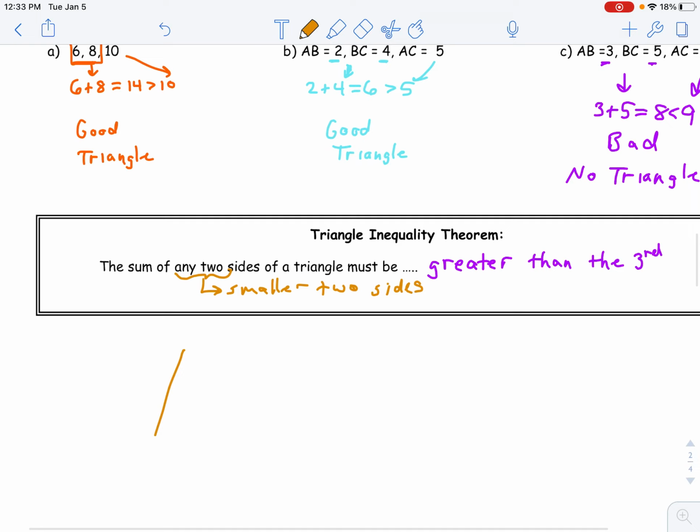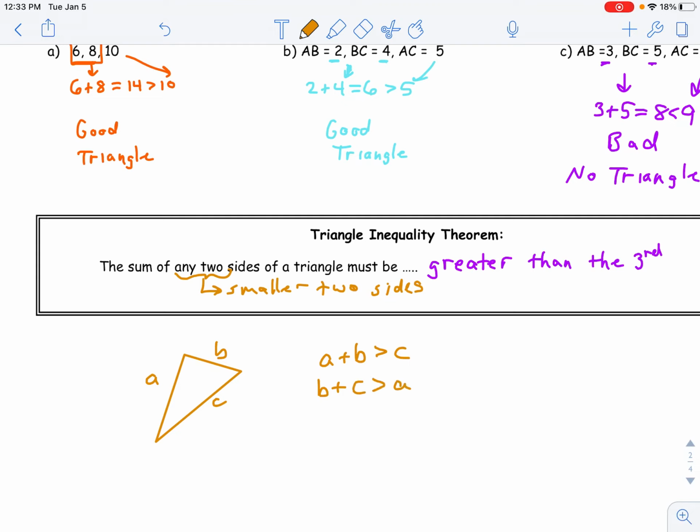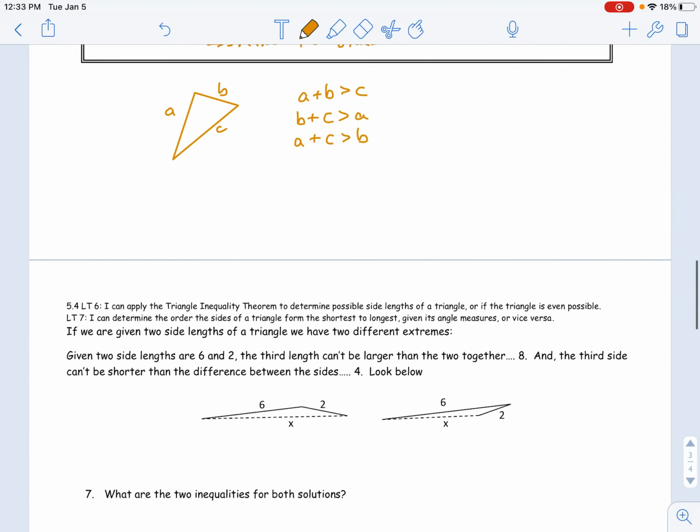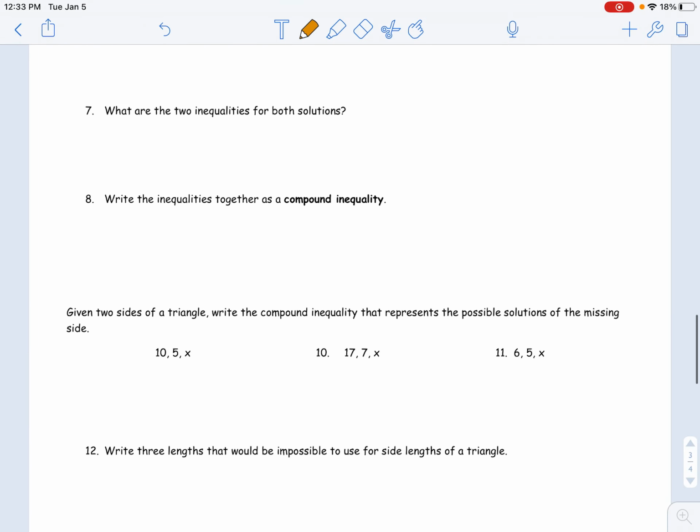So if we have some random triangle like this, and we have A, B, C, that means if I added A and B together, whatever those numbers were, it has to be bigger than C. What if I did B plus C? It has to be bigger than A. What if I did A plus C? It has to be bigger than B. All right, so any two sides, mainly the smaller two sides. If it works for the smaller two sides, it will work for any two sides. Add them together, greater than the third, triangle inequality theorem. Sweet.